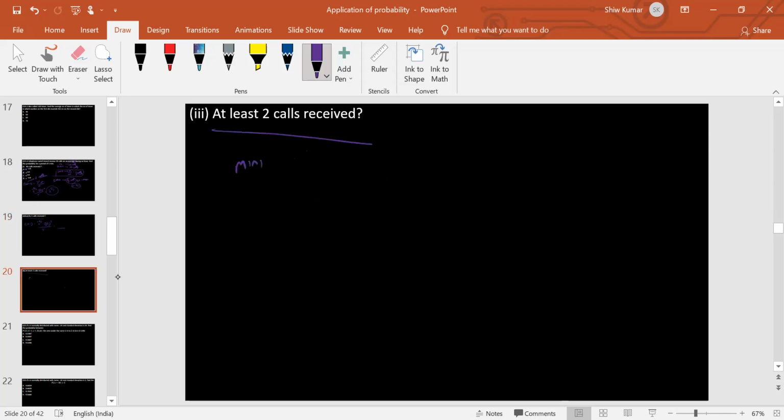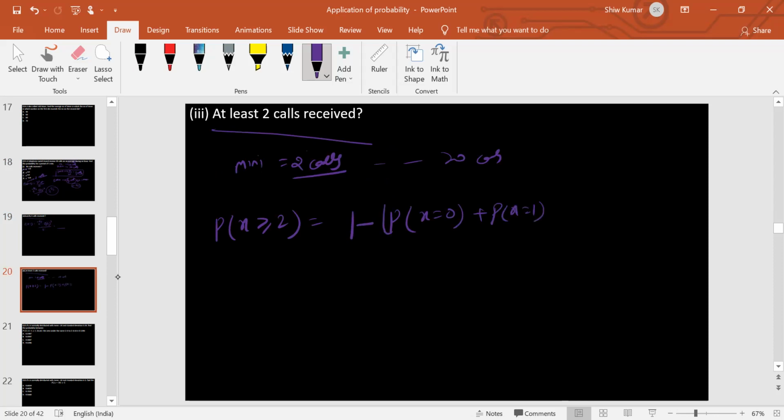And the last question says that at least 2 calls received. That means we can say minimum 2 calls received. Maximum we can say it could be 20 calls. So minimum should be 2, maximum up to 20 calls. Correct? So what I'll do, we know the total probability is 1. From 1, subtract the probability of getting 0 calls and the probability of getting 1 call.